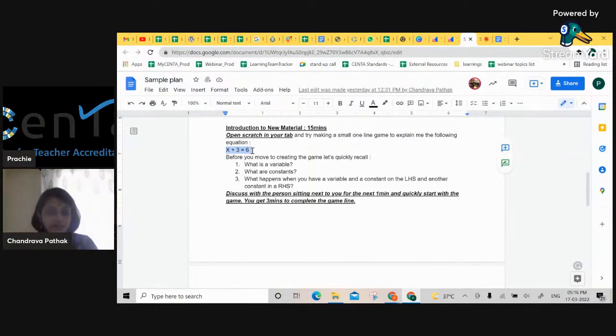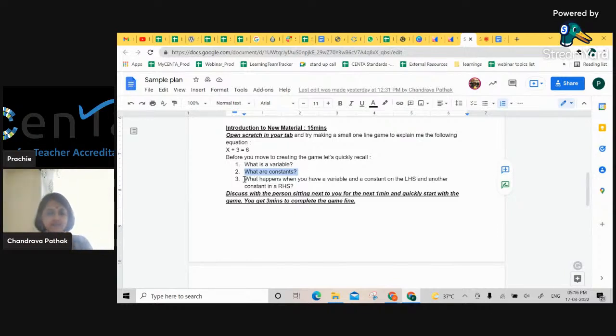For that, I have to help them remember a few basic facts. Before you move on to creating the game, let's quickly recall. I have given them 3 recall questions. Number 1, what is a variable? If I have given them equations of algebra, then they must know what a variable is. Number 2, I have asked them what a constant is. If it's an equation, they have to be aware of what a constant is.